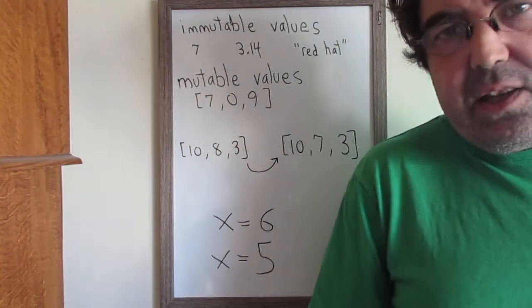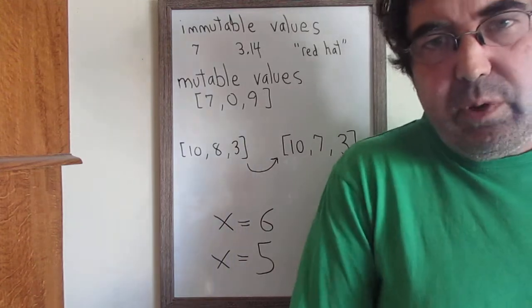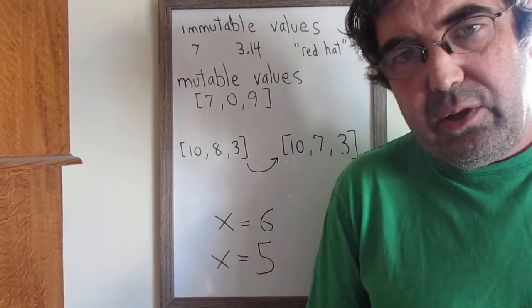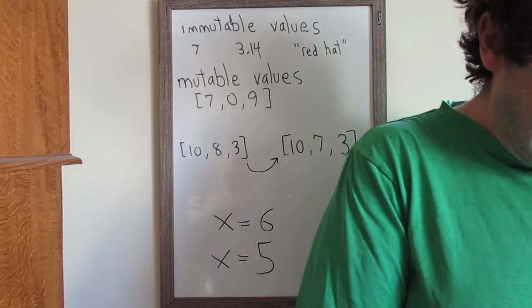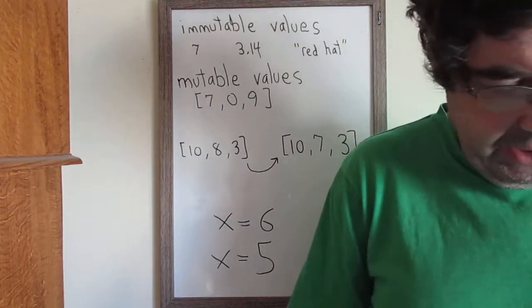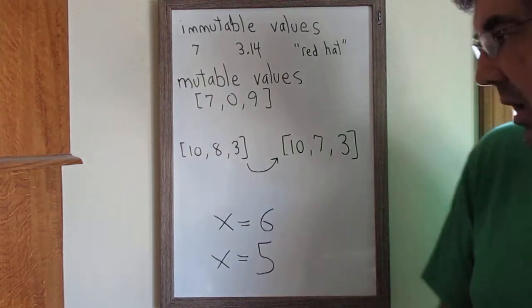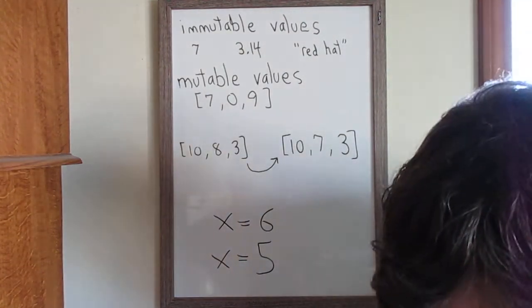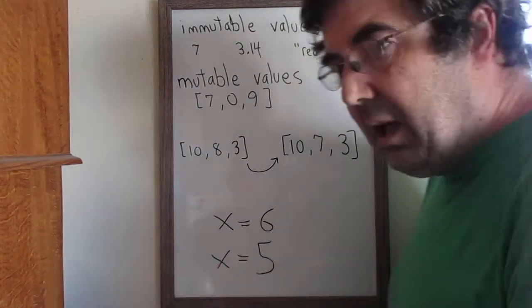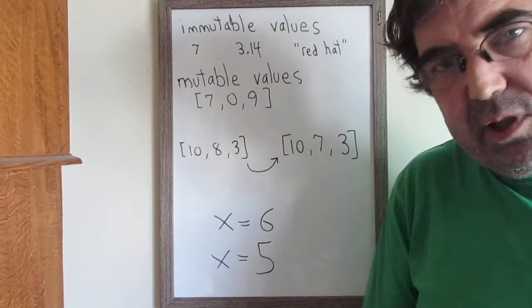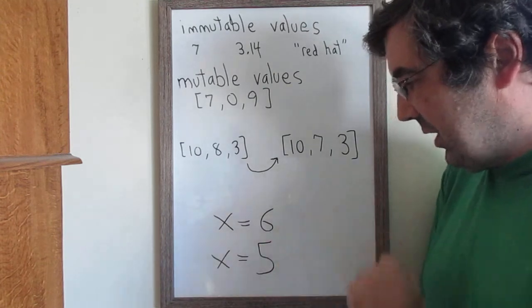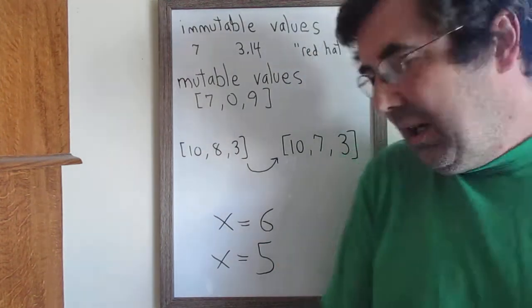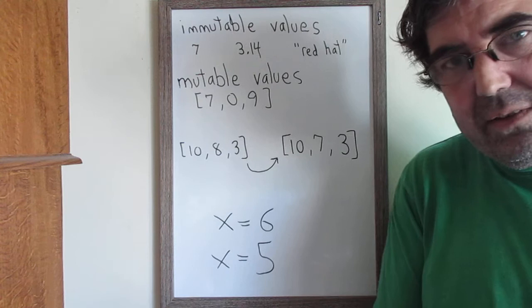Now, understanding the subtle implications of mutable values versus immutable values does require more examples. It does require some further context. And hence I have this. These are two assignment statements, one done after the other. I assign to x the value 6. After that, I assign to x the value 5.